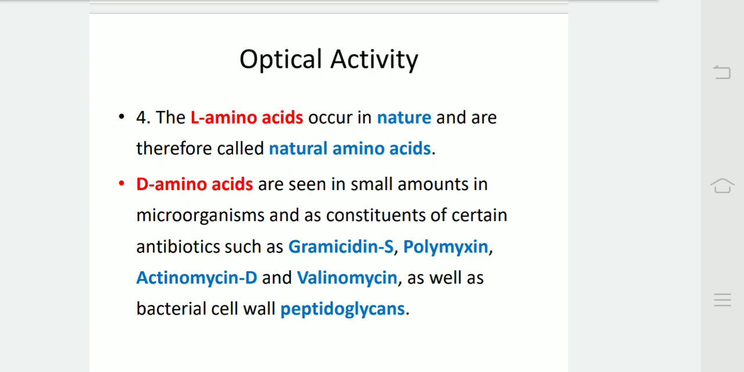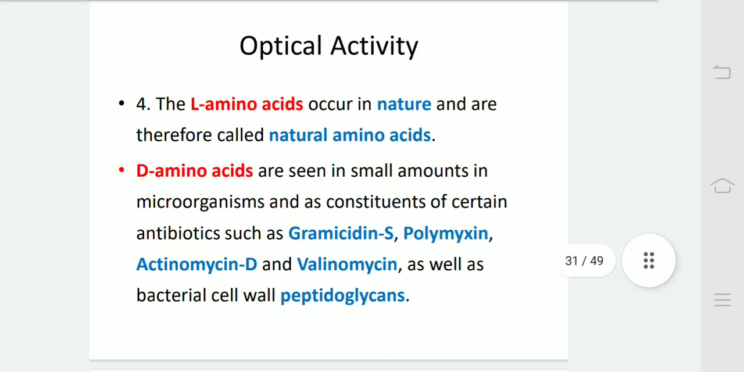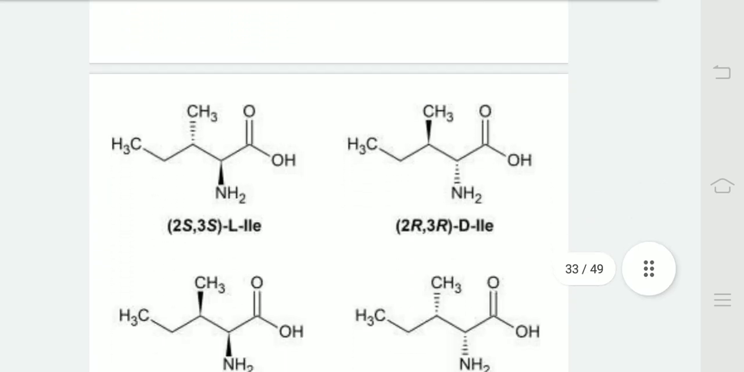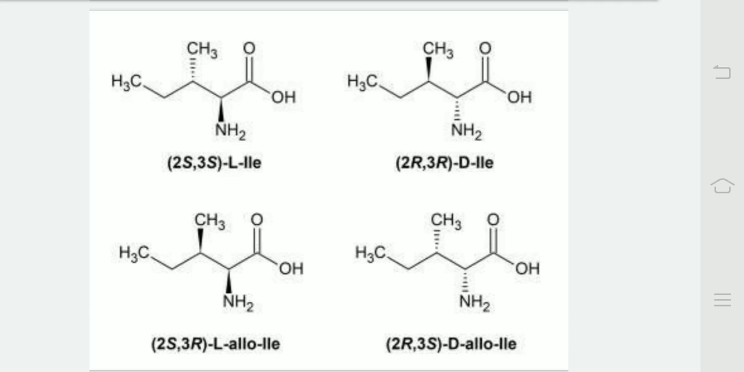D amino acids are seen in small amounts in microorganisms and as constituents of certain antibiotics such as gramicidin S, polymyxin, actinomycin D, and valinomycin, and also in bacterial cell wall peptidoglycans. Isoleucine and threonine have two optically active centers and therefore each has 4 diastereomers. In this diagram, we can see that isoleucine has two optically active centers leading to 4 diastereomers.